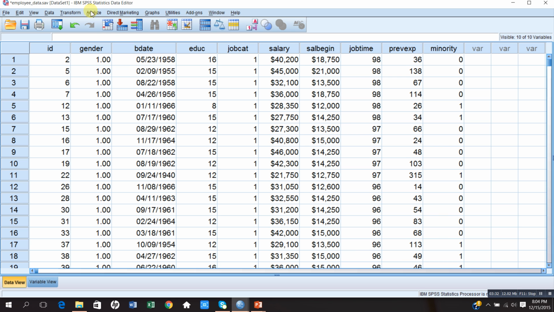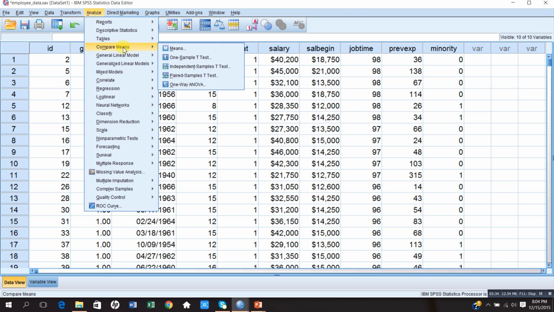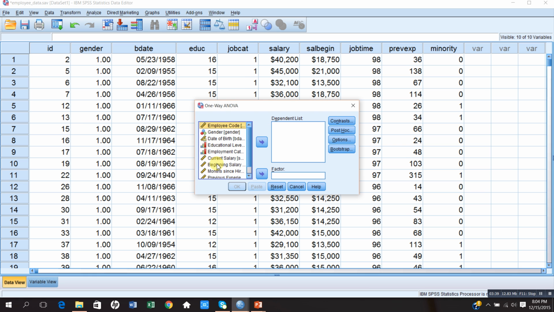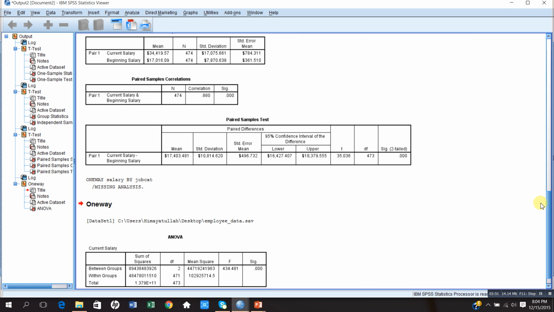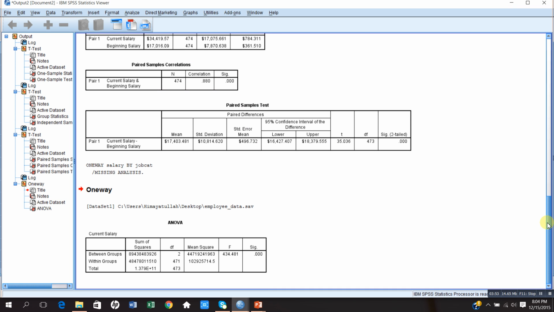So how can I do that? Analyze, compare means, ANOVA, and my variable is current salary. This time I am using employment category here, and let me press OK. When I press OK, SPSS computes for me the analysis of variance table, and this table is based on the F-test.